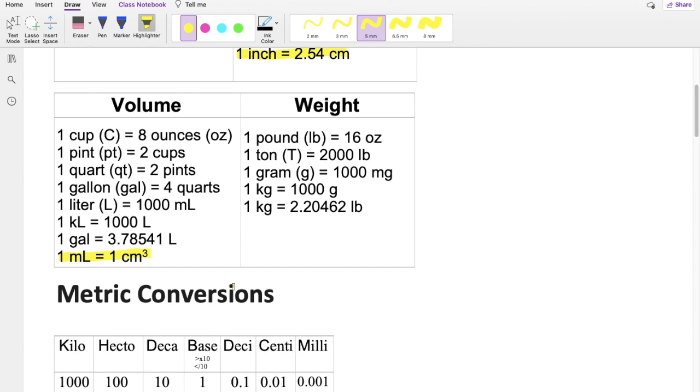For weight, one that's used often is pounds to ounces, so 1 pound equals 16 ounces. The rest, pretty much anything that I haven't highlighted, is typically given to you as a conversion because it's not something that we're asking you to memorize. So just keep that in the back of your mind. Don't go and try to memorize this chart at all, but do know the ones that are highlighted.